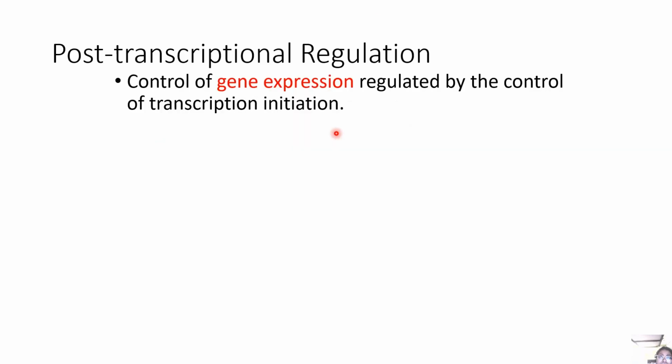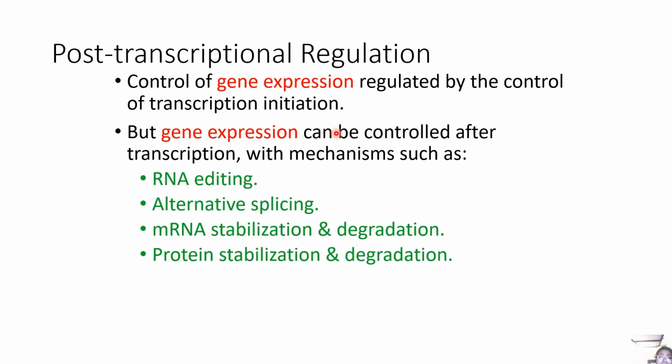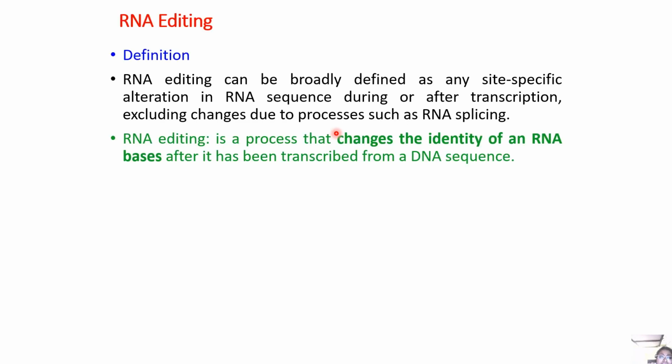Now, gene expression is regulated mainly by the control of transcription initiation, but it can also be controlled after transcription, with mechanisms such as RNA editing or RNA splicing, mRNA stabilization and degradation, and protein stabilization and degradation. RNA editing can be broadly defined as any site-specific alteration in RNA sequence during or after transcription, excluding changes due to processes such as RNA splicing. RNA editing is a process that changes the identity of RNA bases after the RNA has been transcribed from a DNA sequence.